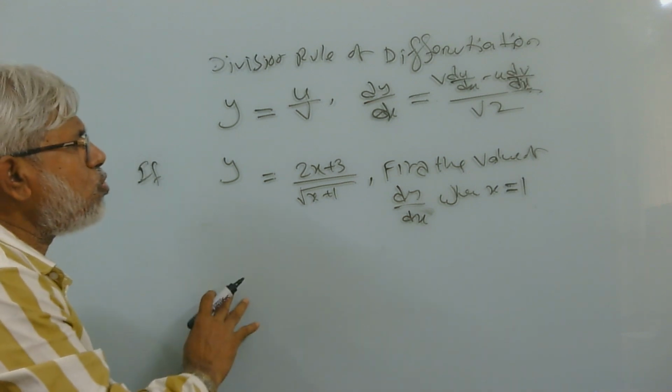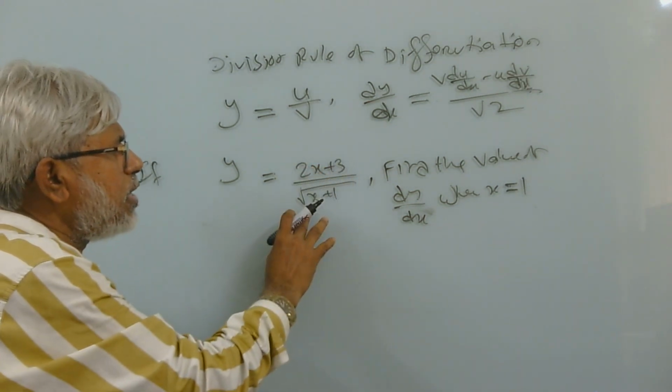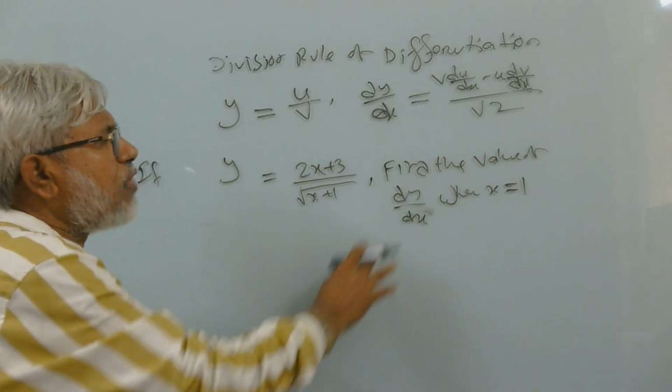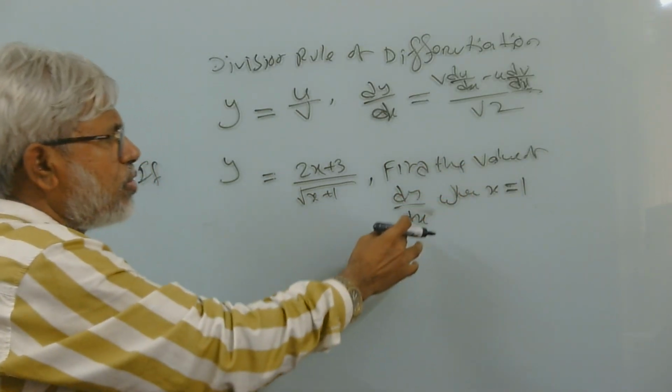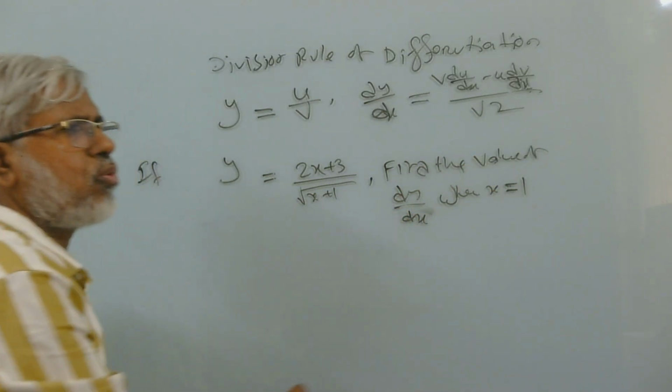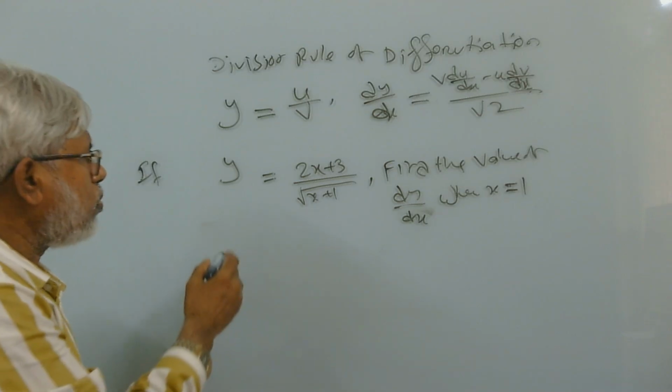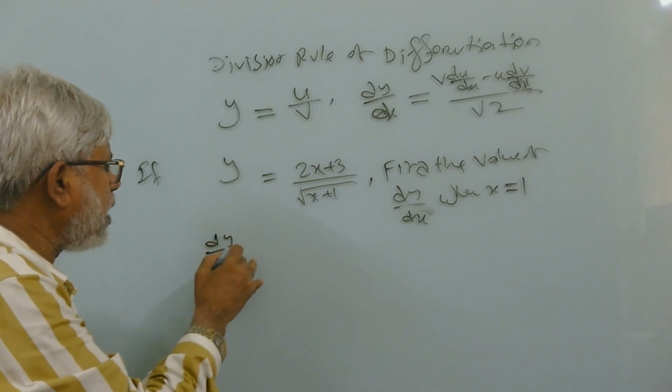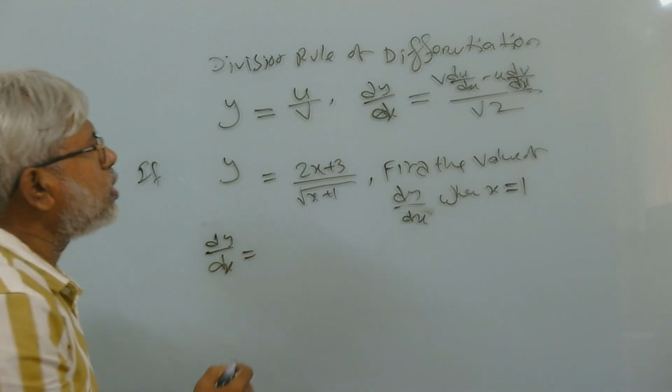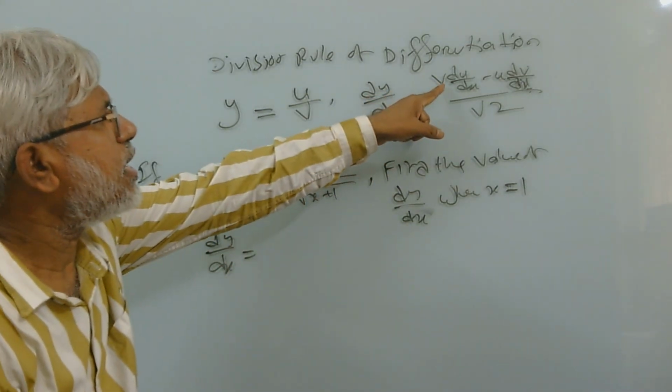y is equal to twice x plus 3 by square root x plus 1. Find dy by dx when x is equal to 1. So now dy by dx equals, the formula is v du by dx.